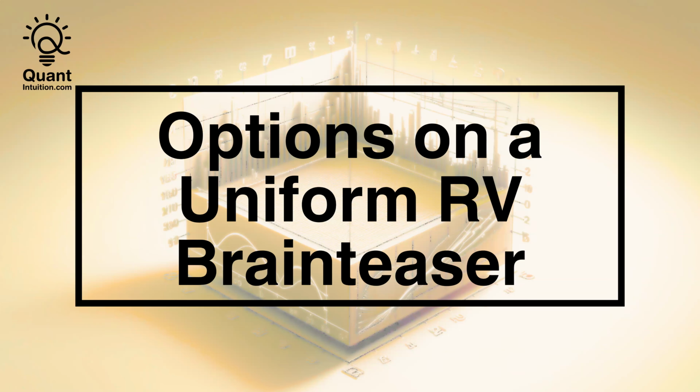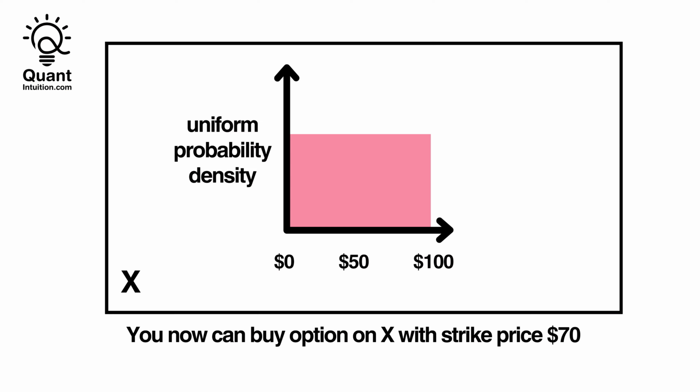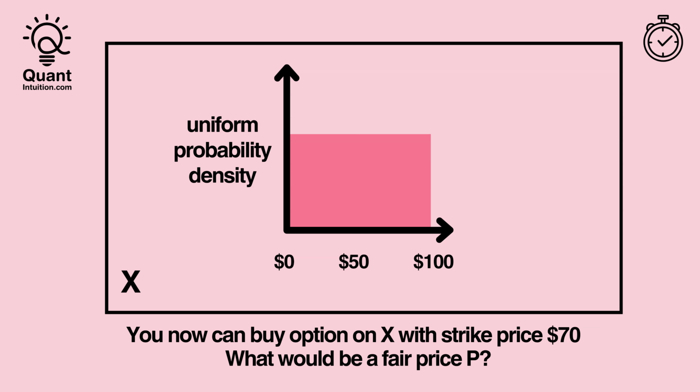We've just explored pricing an option on two discrete outcomes based on a coin flip. Now, let's consider a scenario with continuous price possibilities. Imagine a product X where the price is randomly drawn from a uniform distribution ranging from $0 to $100. Once again, we have an option contract with a strike price of $70. Now take some time and think about what's a fair price for this option.